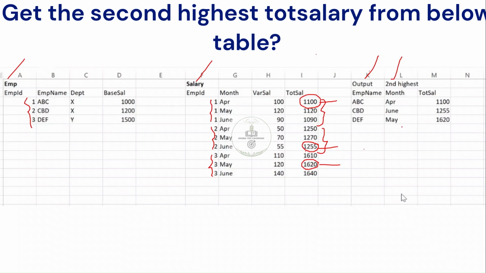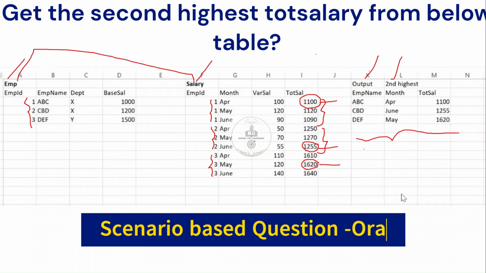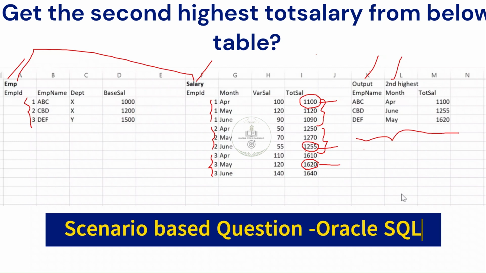For this question, first we need to join the two tables, the EMP and salary tables. After that, we can get the second highest salary. Now we'll see practically how we can do that, the scenario based question of getting the second highest salaries.